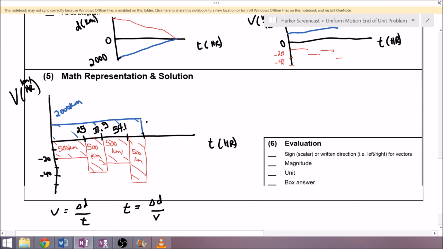which brings us to a grand total of 64.1 hours. And so this is really useful because now we know that the blue trip had to take 64.1 hours too, because it started at the same time and it ends at the same time. And so if you want to go 2,000 kilometers in 64.1 hours, you better be going 31.2 kilometers per hour.